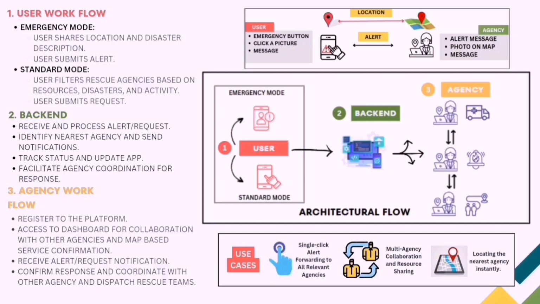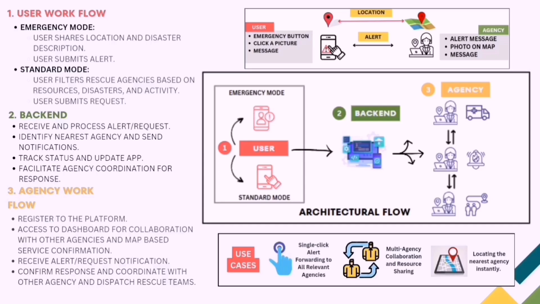Basically, we have two modes, and they are emergency and the standard modes. In emergency mode, you simply share your location and choose a disaster from the given options, or provide a voice note or capture an image or a video, then submit an alert request to the nearest agency. Our backend processes it, identifies the nearest agency and sends the notification to it. You can also track the alert status in real time.